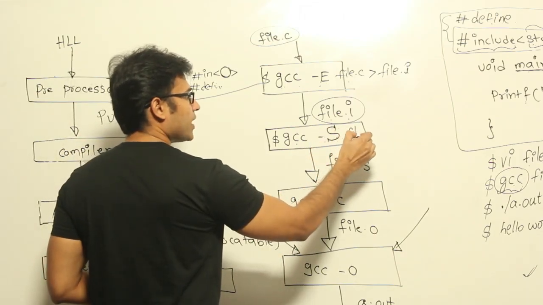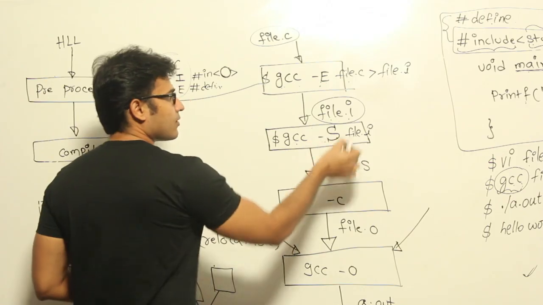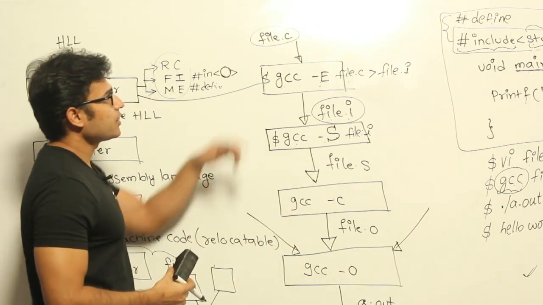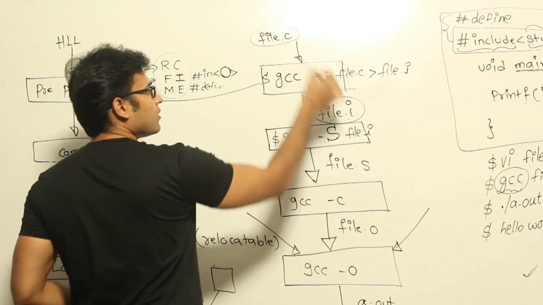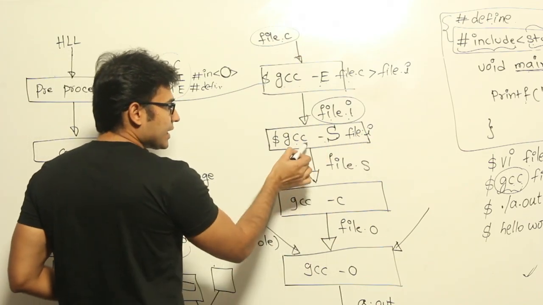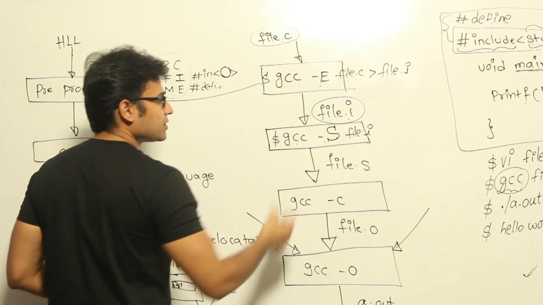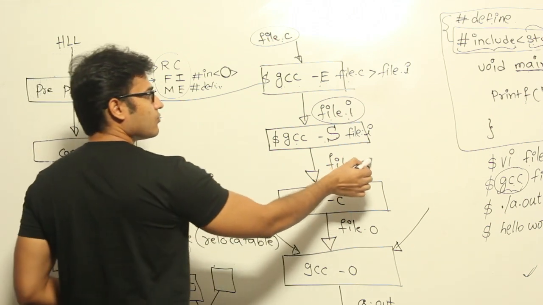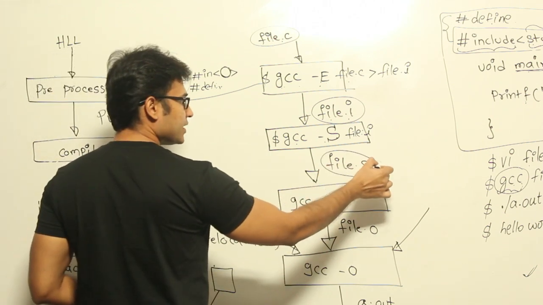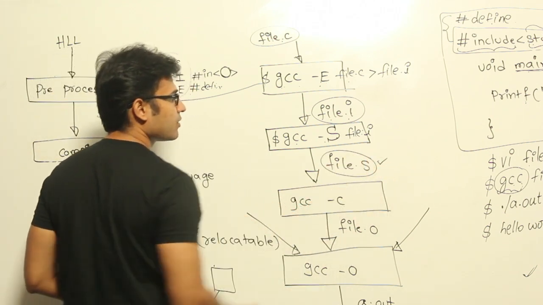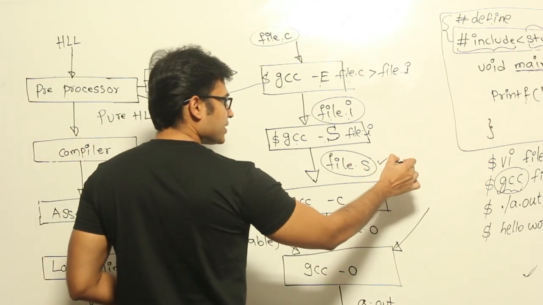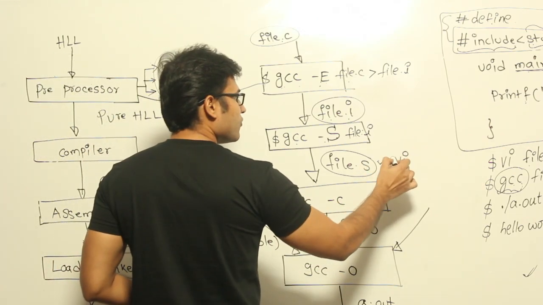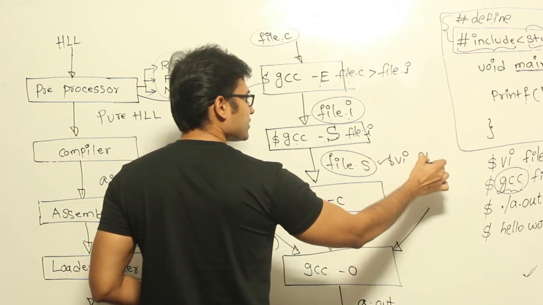Now if you give file.i, whatever you get here, or you can directly give file.c as well. Either you give file.c or file.i, it will finally produce assembly code and store it in file.s. You can see that a new file is going to be created, which is file.s. If you want to see the contents, you can use the command vi file.s.